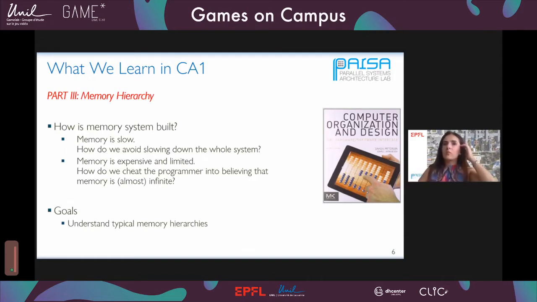And the third and last part is about memory hierarchy in a computing system. Students discover how to build a memory system. We cover memory technologies. We see that memory is slow, well, slower than the processor, so we learn how to avoid slowing down the entire system. We see that memory is expensive and it is limited, but it's of course crucial for good functioning. So we learn about virtual memory, how to cheat the programmer into believing that memory is almost infinite. So the goal is to understand typical memory hierarchies.